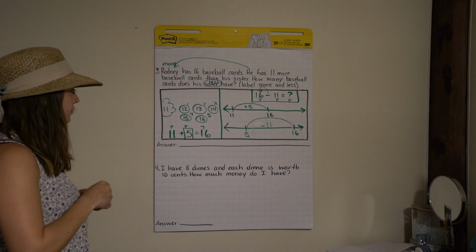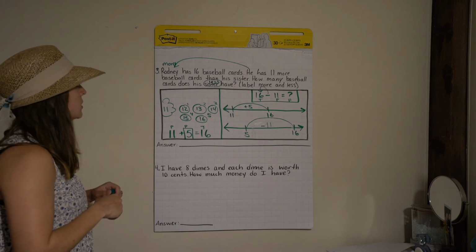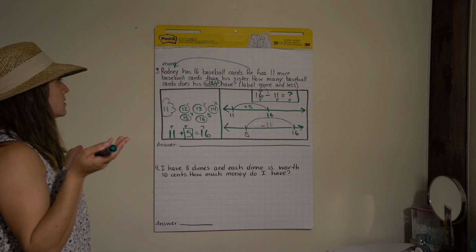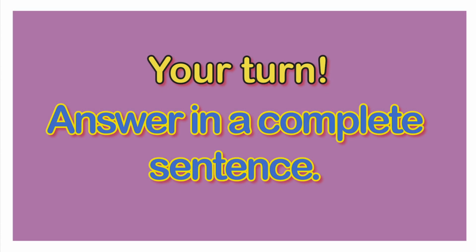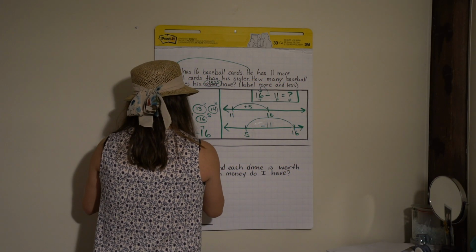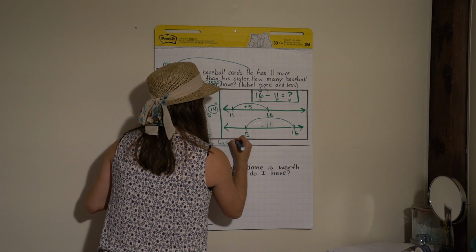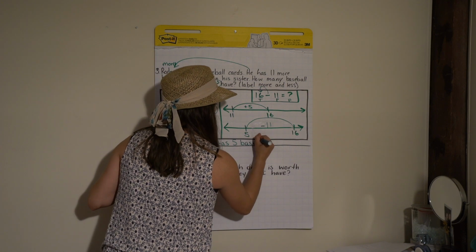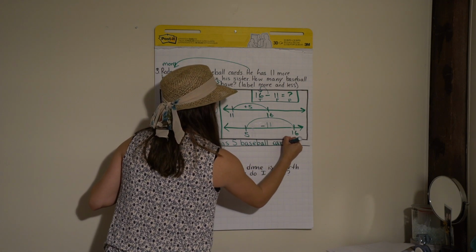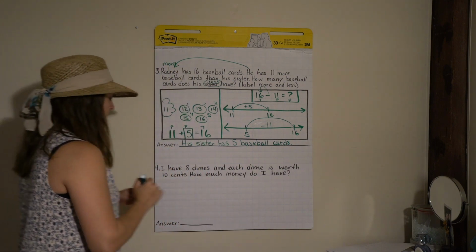All right, so now we need to write our answer. How many baseball cards does his sister have? His sister has 5 baseball cards. All right, we're on to the last question.